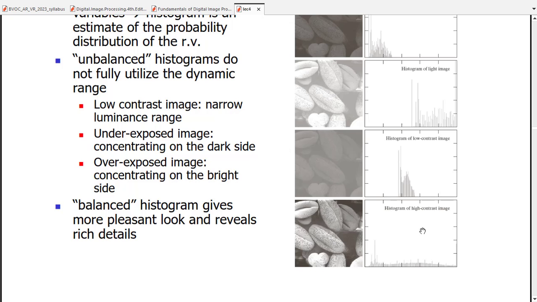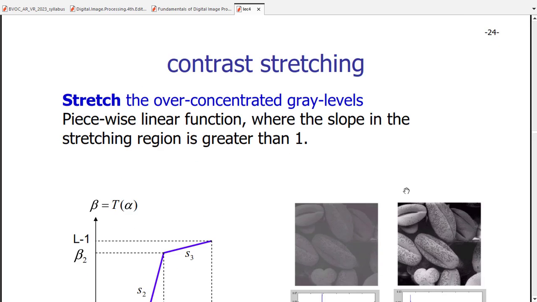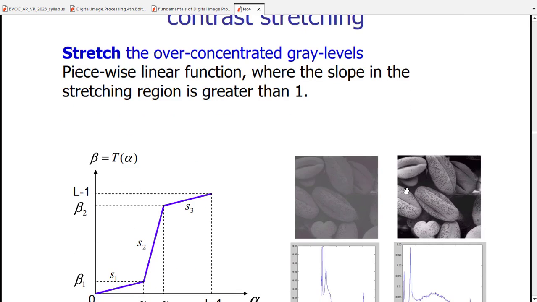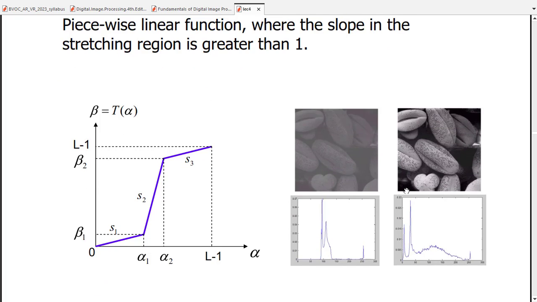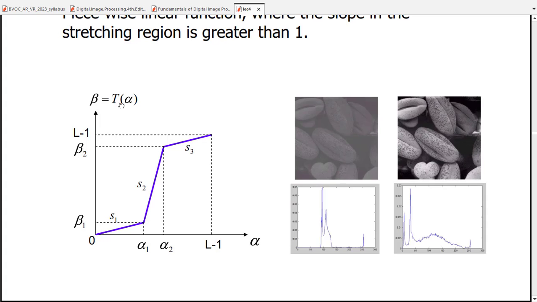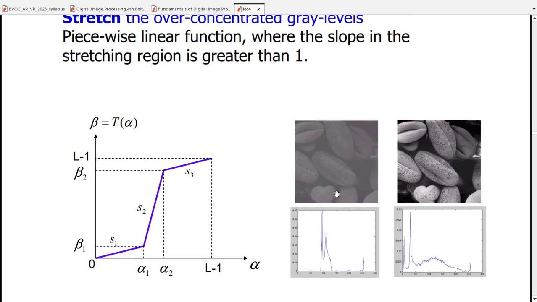To compare with all the histograms, this is a high contrast image. This is contrast stretching. It stretches over-concentrated gray levels with a piecewise linear function, where the slope in the stretching region is greater than 1. Here beta equals the transformation of alpha. Alpha is the input intensity level, with values 0, alpha 1, alpha 2 and L minus 1. Beta 1, beta 2 and L minus 1 give the transformation function. Here this is the input image and this is the output image.